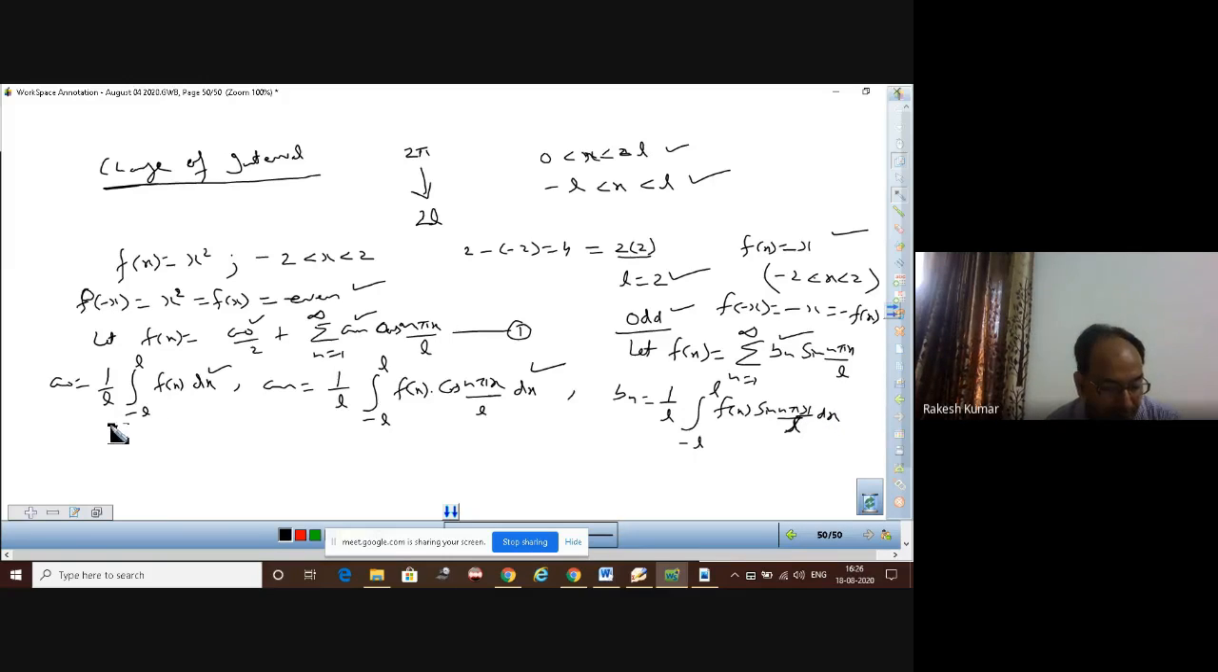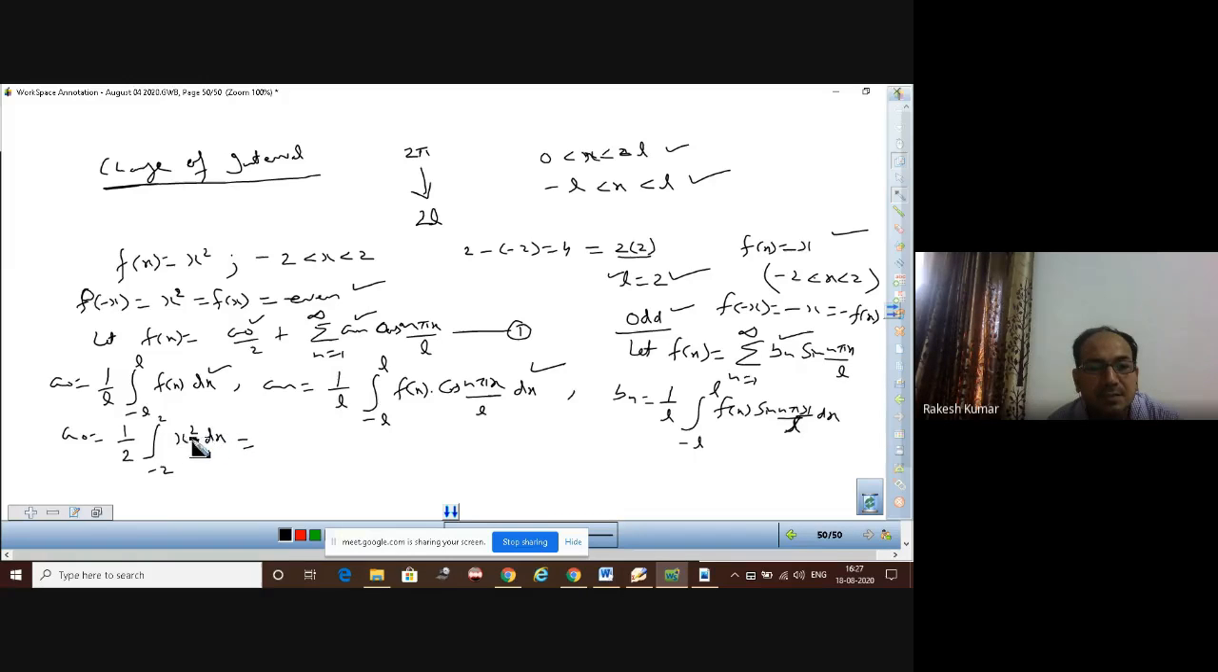So let us find out the values of these constants. a naught is 1 over L. 1 over L comes out to be 1 upon 2 because L is 2 here, and that is the integral from minus 2 to 2 of f of x, that is x square dx.